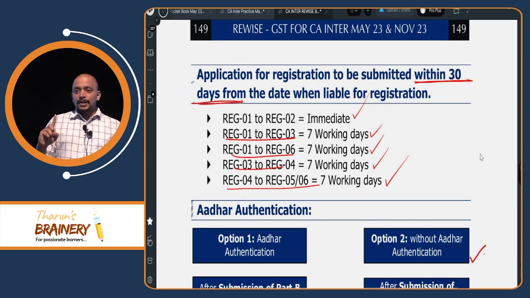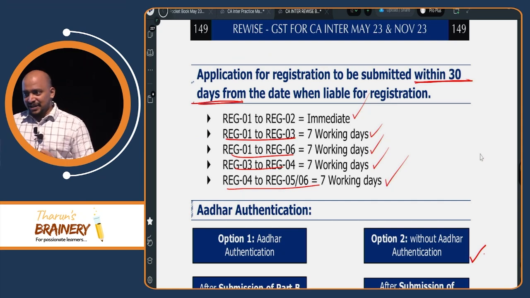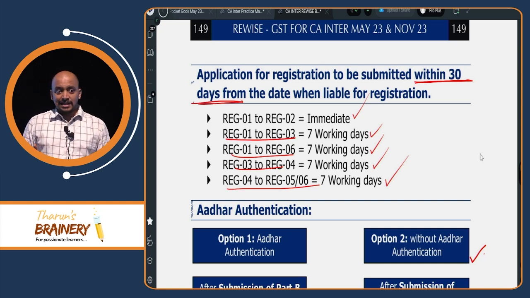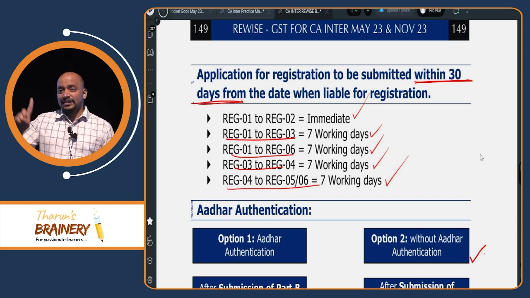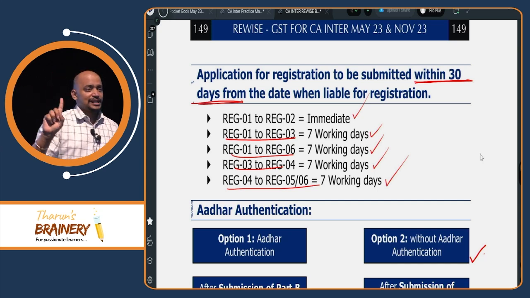First, you have completed the authentication, which means you submitted the application. Within 7 working days, neither notice nor certificate of registration. Then it is deemed registration. Can you tell me what it is? Come on.